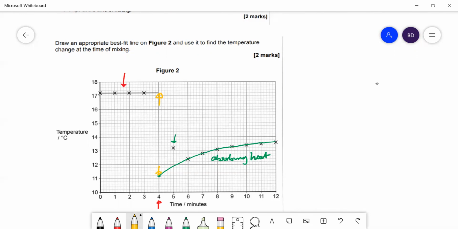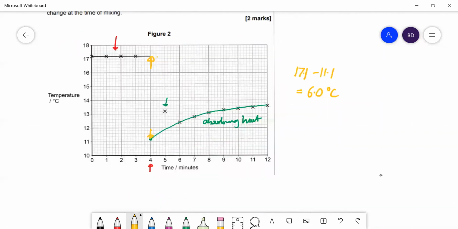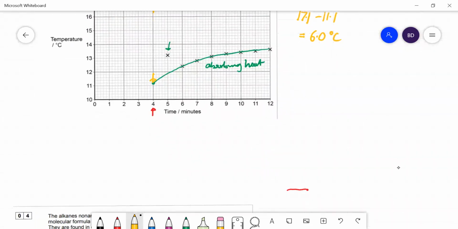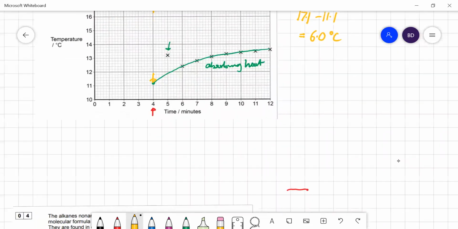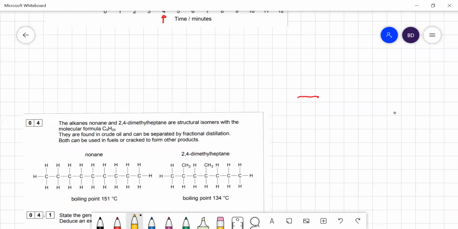Okay, and so that's going to be 17.1 for that value up here, minus 11.1, which gives us 6.0 degrees C as the temperature rise. As I say, that relates to one of the required practicals, and it's a standard way of adjusting for heat loss or heat gain during an enthalpy change experiment.